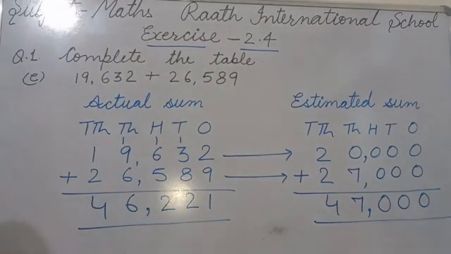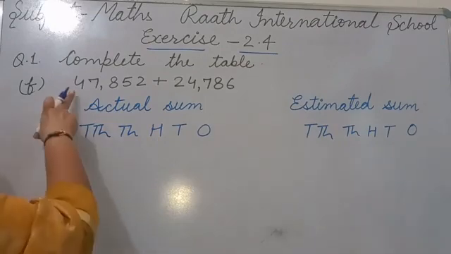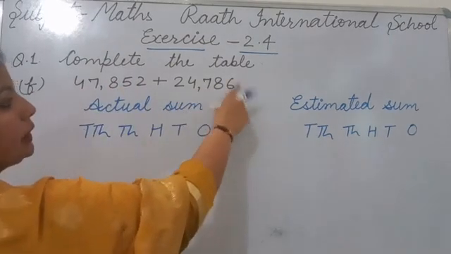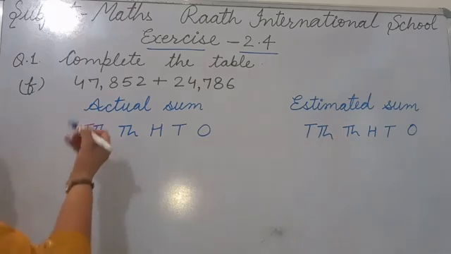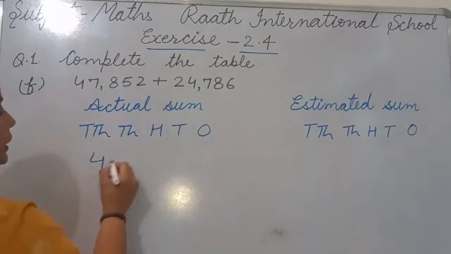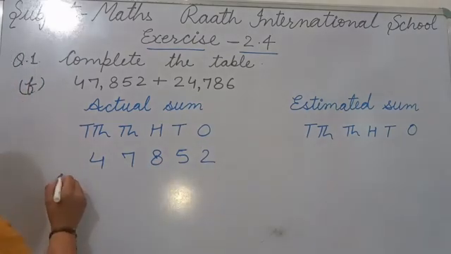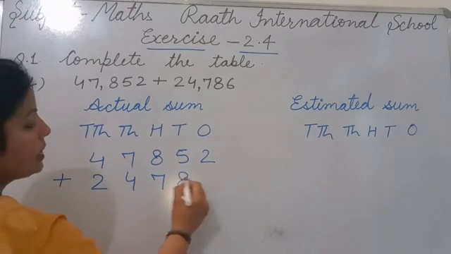So like this you will do its E part. Now we will do the F part. In the F part also you have 5-digit numbers. There is given 47,852, then 24,786. Okay, so we should write the 5 columns till 10,000. So again we put one up and one down: 47,852 plus 24,786.